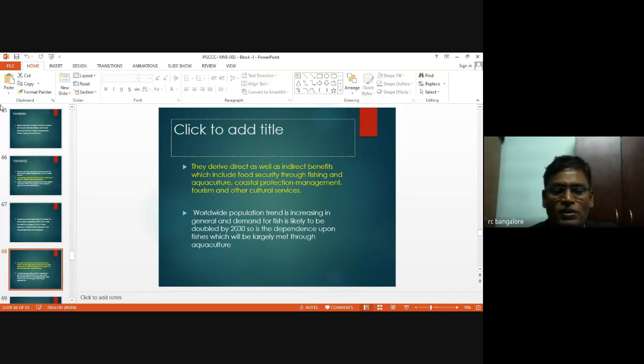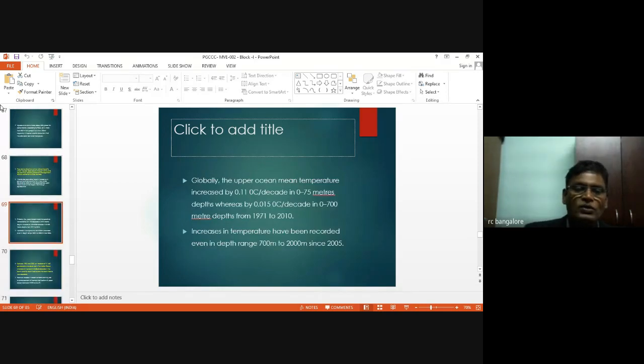So the worldwide population trend is increasing in general, and demand for fish is likely to double by 2030. So the dependence upon fish will be largely met through aquaculture. Globally, the upper ocean mean temperature increased by 0.11 centigrade to 75 meters depth, whereas by 0.15 centigrade to 700-meter depth from 1971 to 2010.